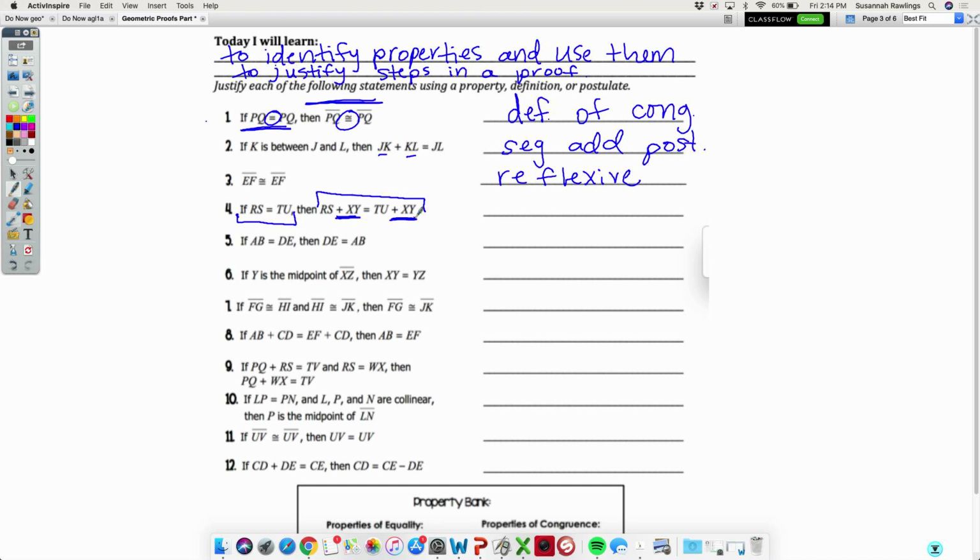Think back, you can still use all of your properties of equality. If we're adding to both sides, that is just the addition property. Because we're adding the same value to each side, that's just the addition property.